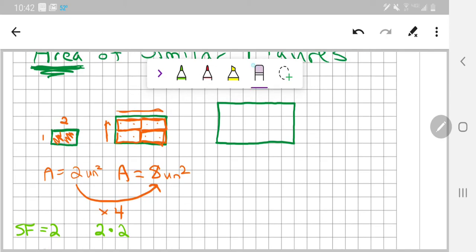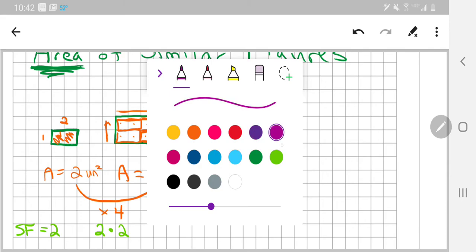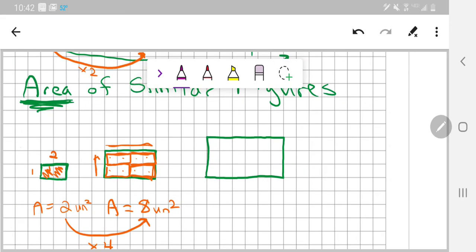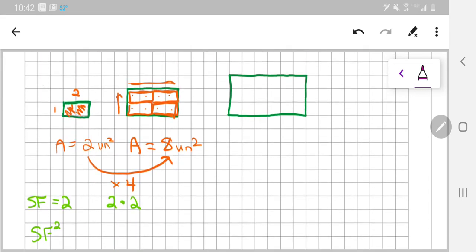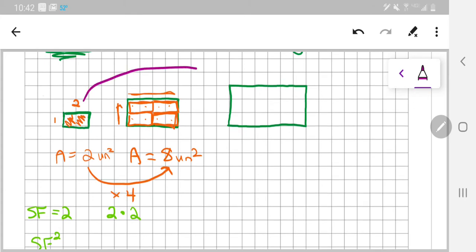Let's see now, erase a bunch of this stuff. Oh no, let's leave it. Okay, let's go find a new color just to switch it up a bit. All right, so if I am now going from there to there, all right, we see the same idea as the perimeter that we talked about earlier. Okay, we see the scale factor is 3, 1 times 3 is 3, 2 times 3 is 6, and the perimeter was affected by that same scale factor.